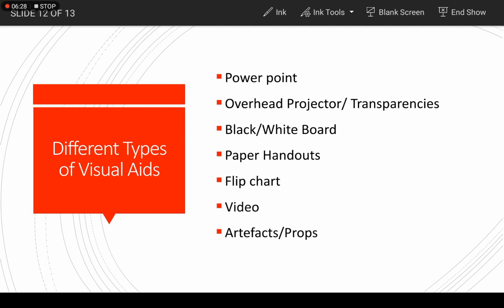So, I have discussed the different types of visual aids. That's all. Thank you.